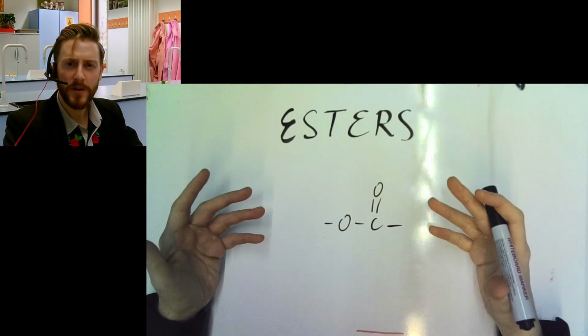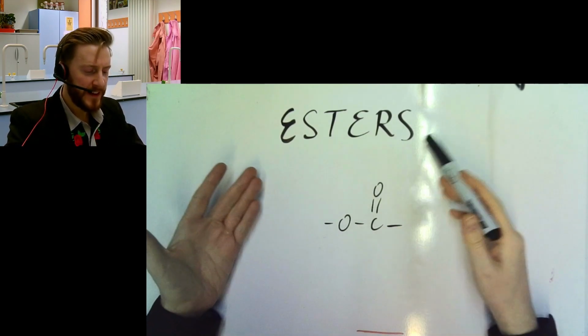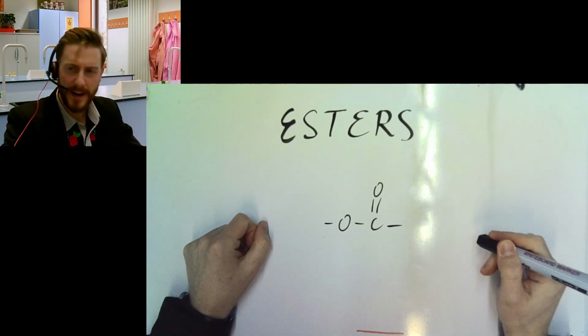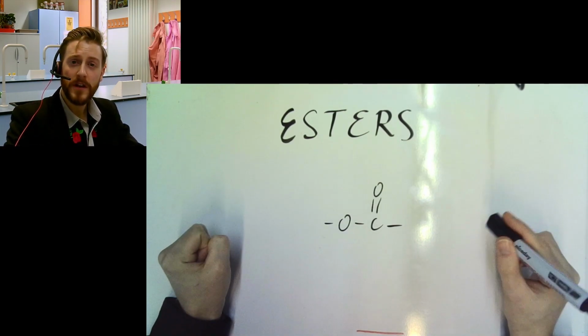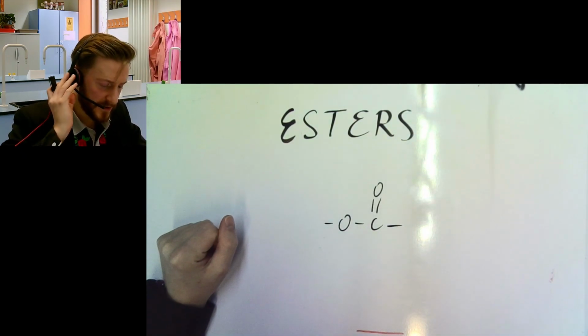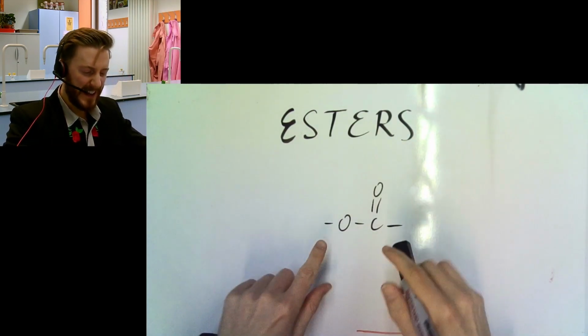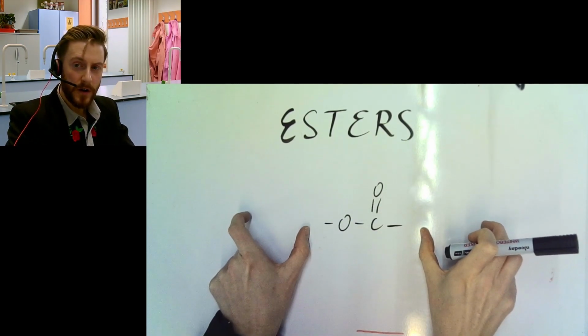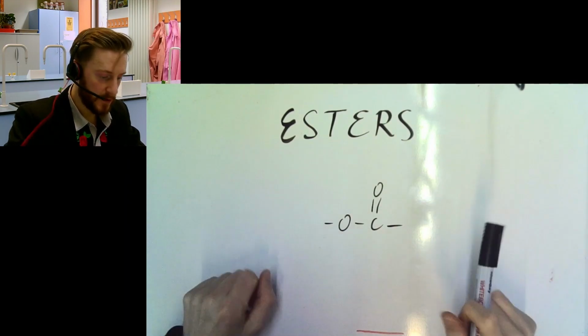Today we're going to be talking all about esters. Now, esters are one of the organic molecules in chemistry that we're going to be talking about. And esters are a little bit different from some of the other organic molecules in that an ester functional group is this link that links two different parts of an organic molecule.